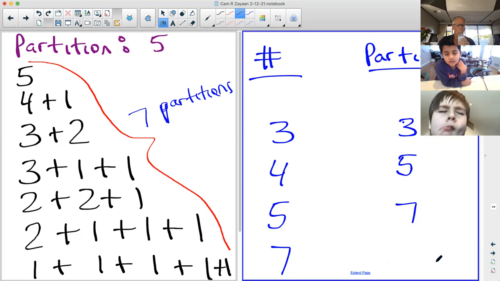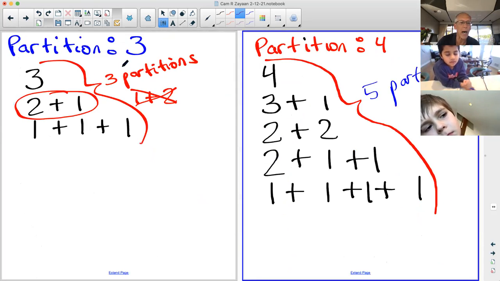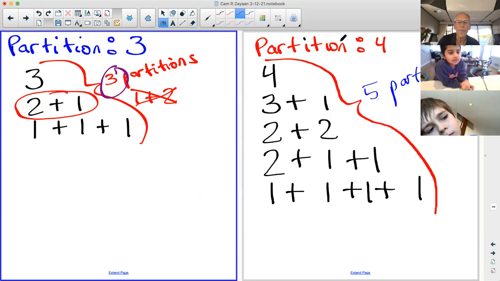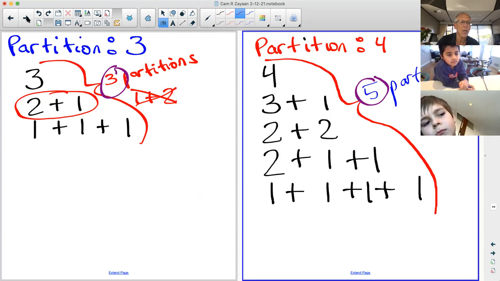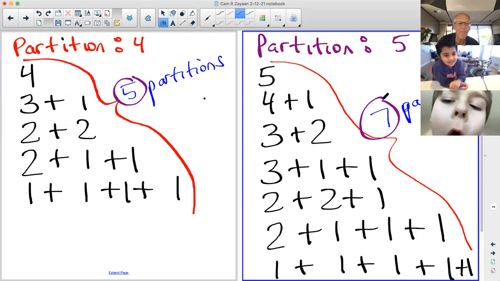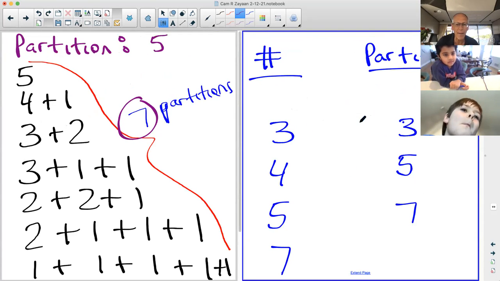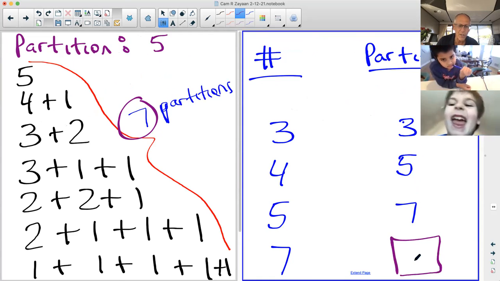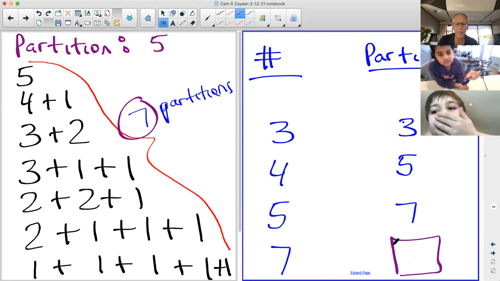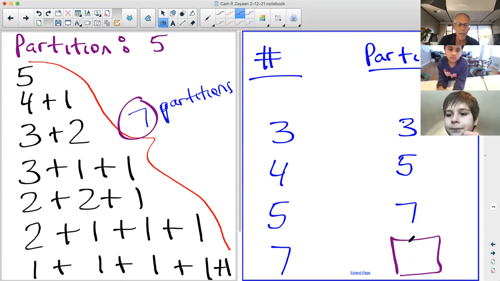I don't get this. How many partitions? For the number 3, Zayaan. Zayaan, listen. For the number 3, do you remember that we got 3 partitions? Yeah. For the number 4, we got 5 partitions. For 5, we got 7. And what I'm asking you is, based on that pattern, 3, 5, 7, how many partitions do you think the number 7 will have? And Cam, you have to stop that, please. I want you to answer this question just like Zayaan. You have to be respectful mathematically. Okay, Zayaan or Cam, you can answer this question. What do you think is going to be the pattern?